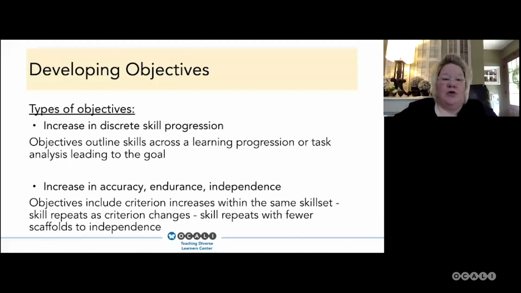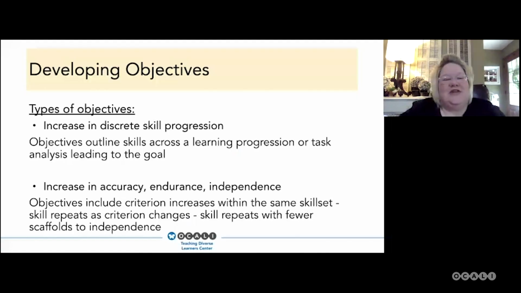So keep in mind that when you're developing objectives, there are these two different types of objectives, and what best fits the skill set that the student is working on. Is it really this long progression of skills to get to an end skill? That's that first type, where we have discrete skills leading to the end. Or is it a single targeted skill that has to be developed and the student needs lots and lots of practice and really high levels of scaffold initially, but hopefully we can fade that scaffold and get better accuracy and independence over time? So what kind of goal are we talking about?